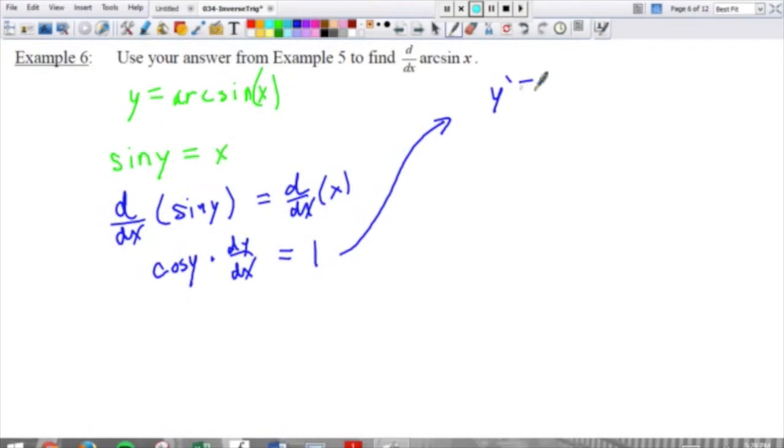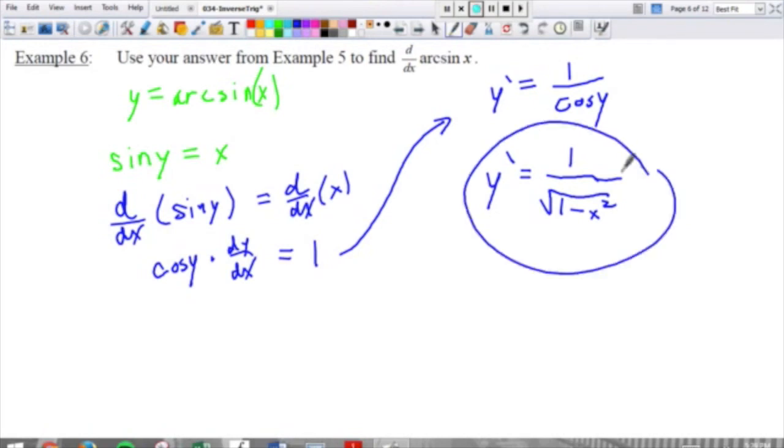Y prime equals 1 over cosine y. And we just found out cosine y, like it's right above for you guys, if you printed out the notes, which I hope you did, is 1 over the square root of 1 minus x squared. Beautiful. What a great formula. It's not as cool as arctan. Hold your horses, guys. Don't get excited. It's not as cool as arctan.